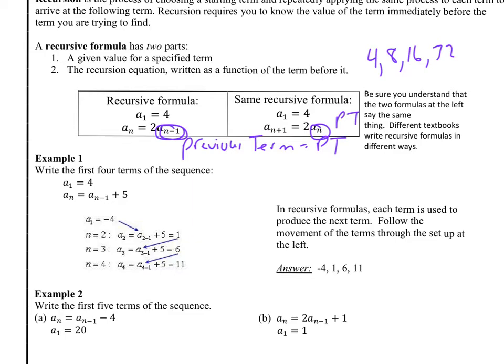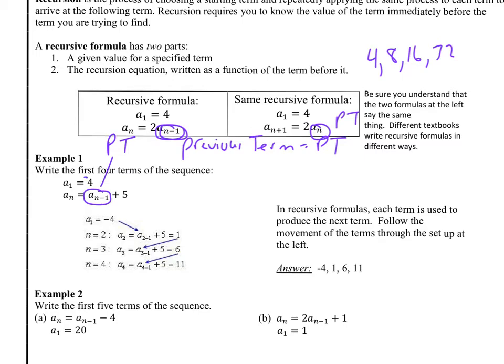So again, this part right here is the previous term, PT. This whole problem looks nasty, but it's very simple. You're going to start with 4, but all you're going to do is add 5 to the previous term. So the very first number, oh, it's supposed to be negative 4, there's a typo. So negative 4 is what that should be. Go ahead and fix that.